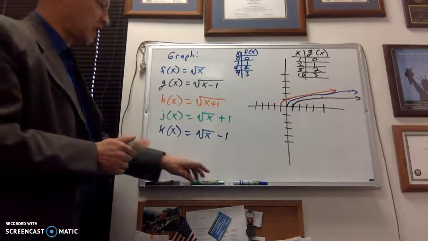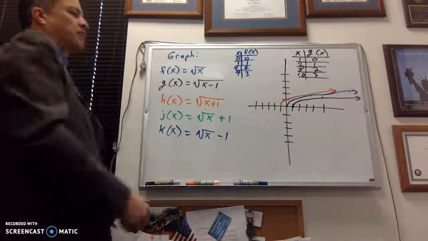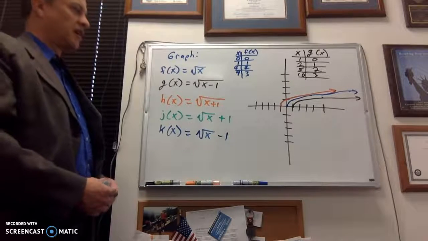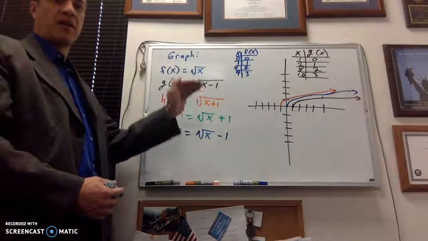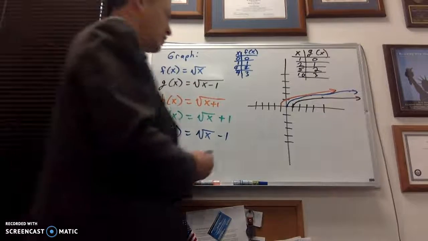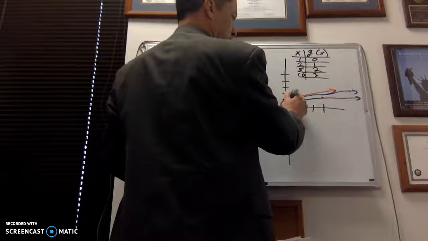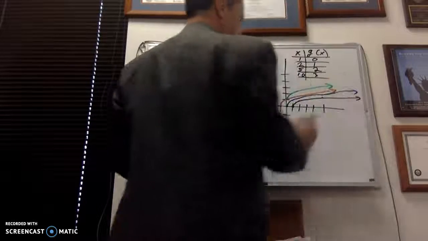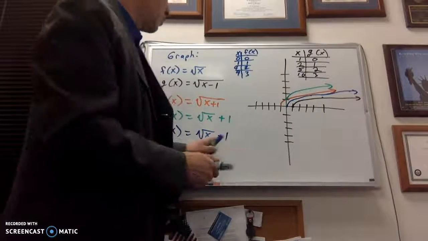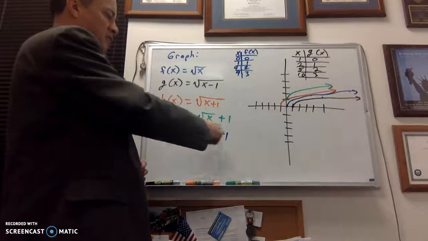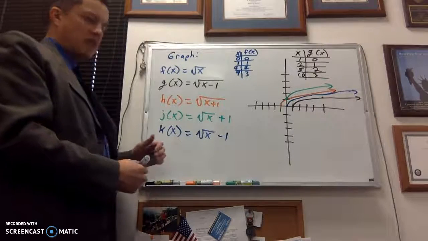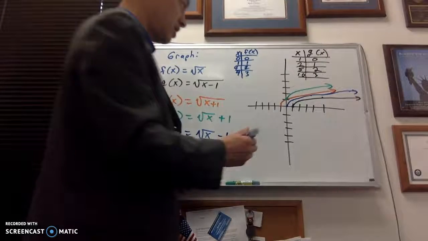Well then, what about this j of x? The square root of x, plus 1. Okay, that is going to move my entire graph up 1 unit. So my blue graph is going to start here, and it moves up. So what about this square root of x, minus 1 for my k of x? If you guessed it's going to move it down, then you would be correct.